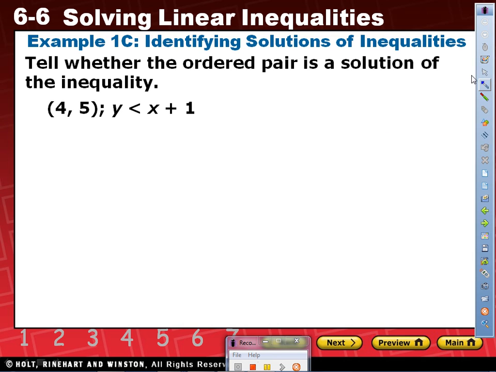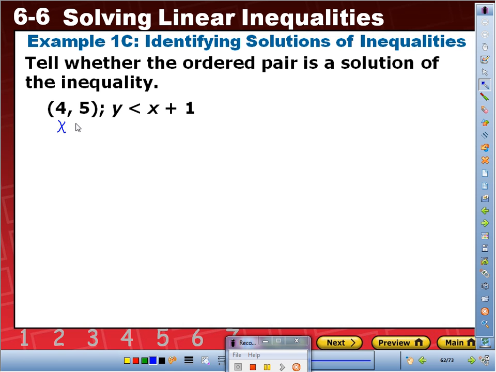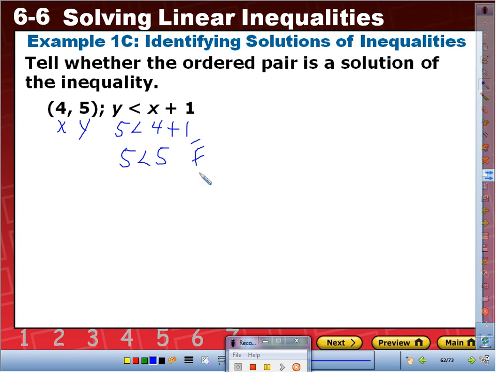Here it goes. We substitute for values x and y. So this is 5 less than 4 plus 1. Is 5 less than 5? No, that's false. So therefore not a solution. Is 5 less than 5? No. 5 is equal to 5.